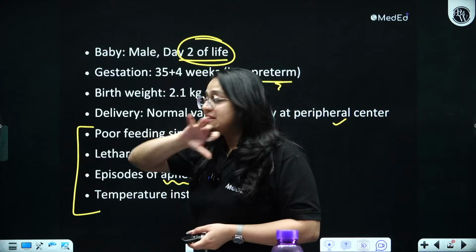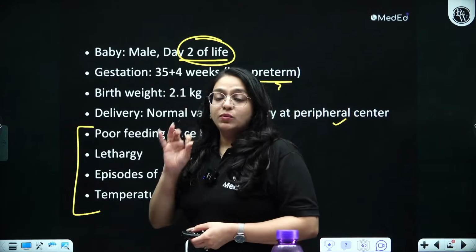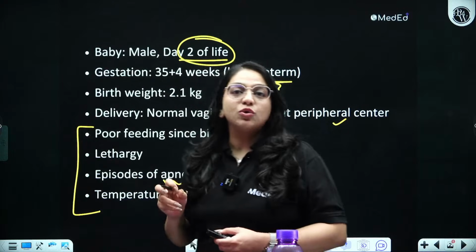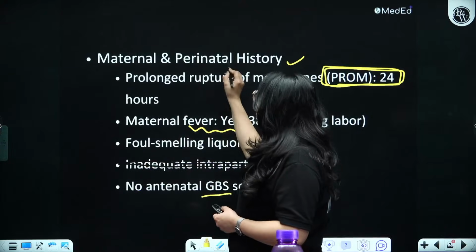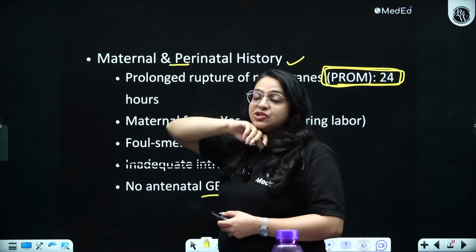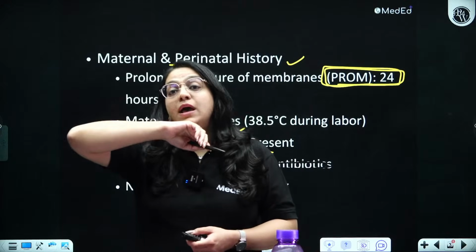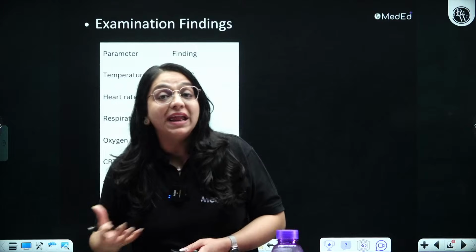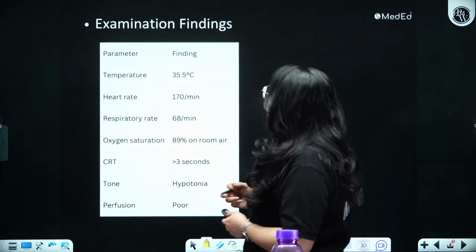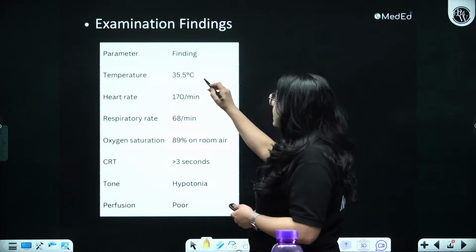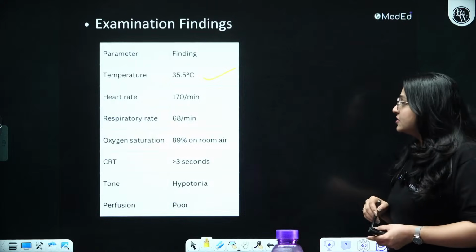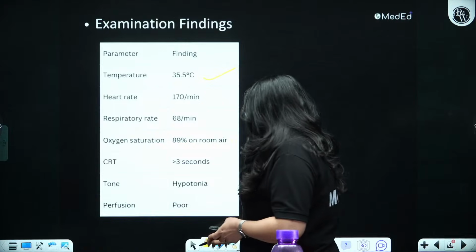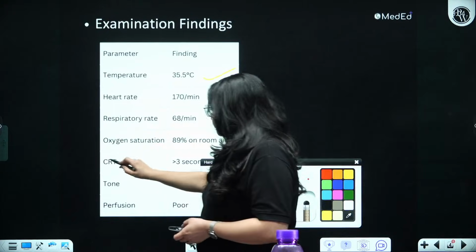Okay, and there is definitely a sick looking child with some problems, some infectious etiology, and there is also significant intrapartum or perinatal history. That is, at the time of birth there was prolonged rupture of membranes, so probably there could have been chorioamnionitis in the mother, right? Examination findings: the baby has a temperature of 35.5 degrees Celsius, heart rate 170, and oxygen saturation 68, which is low, and this is what we want to look at.